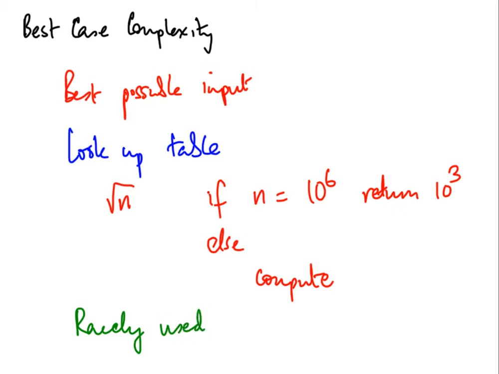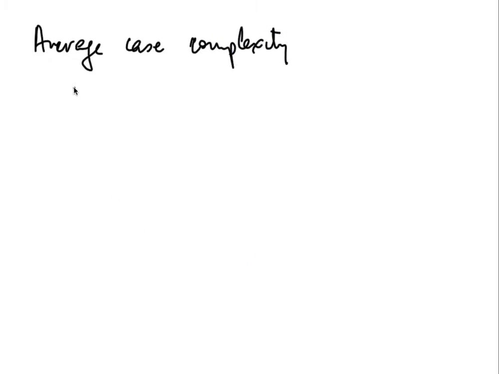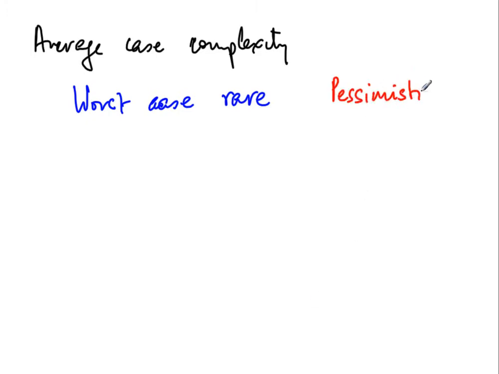So a best case input in practice is rarely used because it's not really a meaningful estimate of any kind. A more relevant thing would be to say what happens on the average. Now it could be that worst case is too pessimistic. So worst case is rare. If the worst case is rare, then the worst case complexity is very pessimistic. We are making provision for a time that it never really takes.